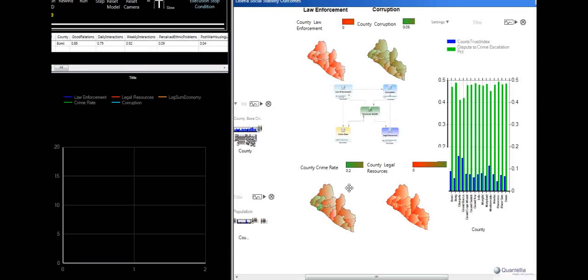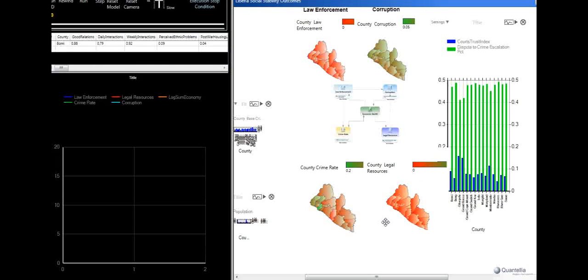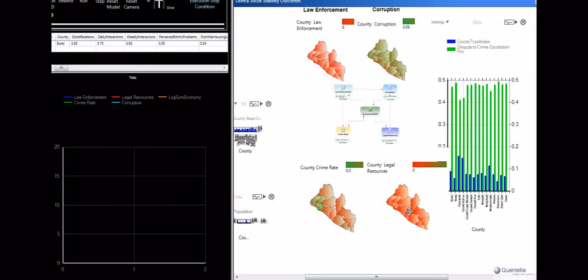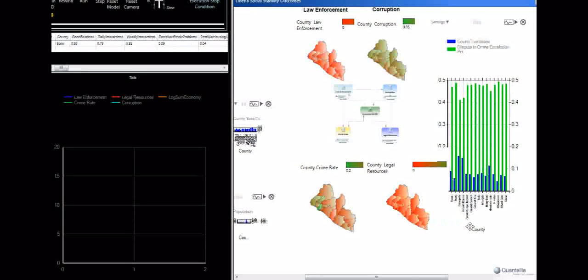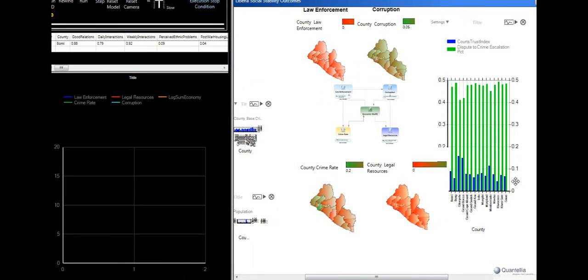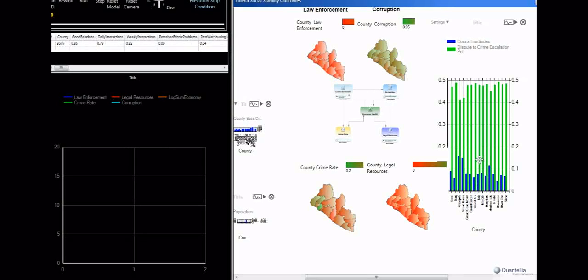And then what you're seeing in the corners of this graph, these 4 maps of Liberia, are the county by county levels of law enforcement, corruption, the crime rate, and then legal resources. And again, these are based on some baseline studies that we'll show you in a moment. So in addition to these county by county graphs of these 4 factors, I've also shown a graph that explicitly calls out the trust index, the level of trust in each county, as well as that dispute to crime escalation likelihood.